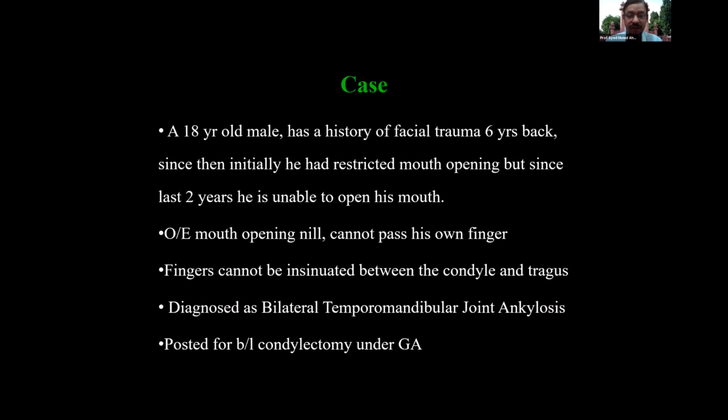So this is a patient who is around 18 years old, a male, has a history, sorry, it's a 13-year-old male with a history of facial trauma 6 years back. Since then, initially he had restricted mouth opening, but for the last 2 years, he is unable to open his mouth. On examination, mouth opening was nil, cannot pass his finger. Fingers cannot be insinuated between the condyle and the tragus on examination, and diagnosed as bilateral temporomandibular joint ankylosis. So he was posted for bilateral condylectomy under general anesthesia.